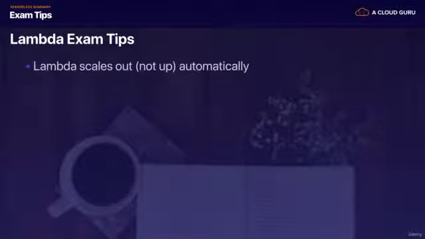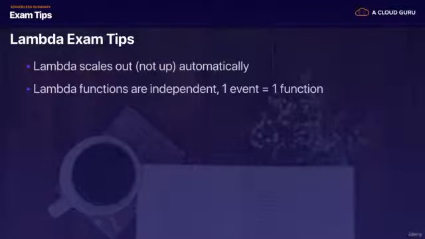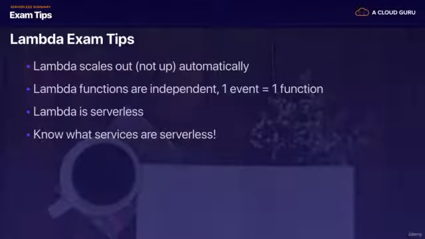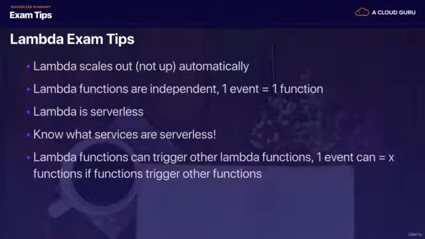So in terms of my exam tips for Lambda, just remember that it scales out, not up, automatically. So if you have 5 triggers, let's say 5 people upload 5 different images to an S3 bucket, that's going to trigger 5 separate Lambda functions at any given time. Lambda functions are independent, so one event equals one function. Remember that Lambda is serverless. Know what services are serverless. So RDS is not serverless, with the exception of Aurora Serverless.